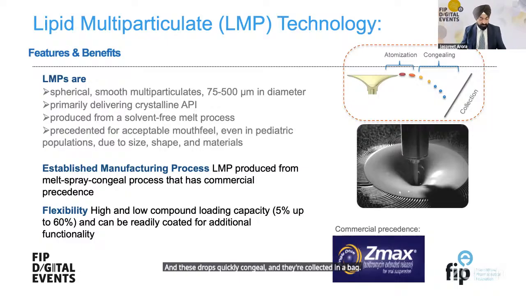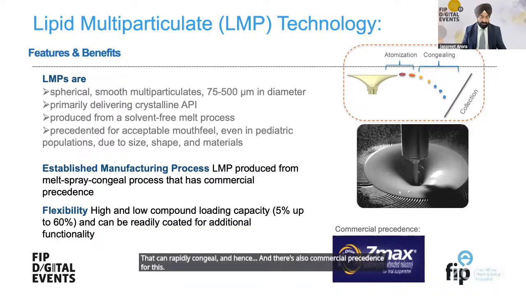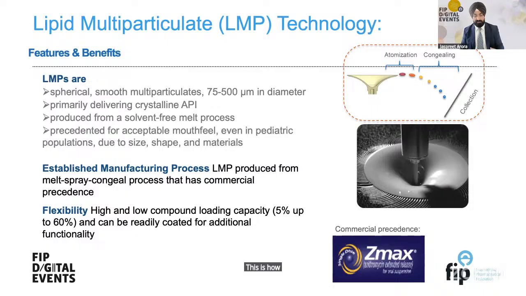So obviously, one of the initial requirements for a lipid to be manufacturable using this technology is that it needs to rapidly congeal. If it does not rapidly congeal, you cannot make them using the MSC process. Luckily, there are a few matrices that are available that can rapidly congeal, and hence, there's also commercial precedence for this. But this is how LMPs are manufactured.